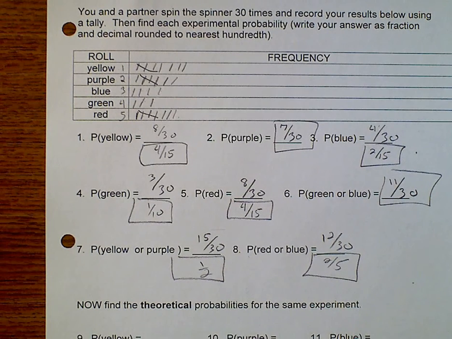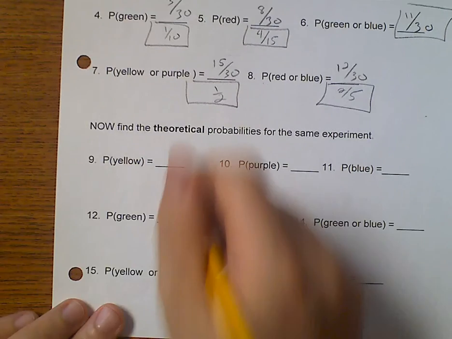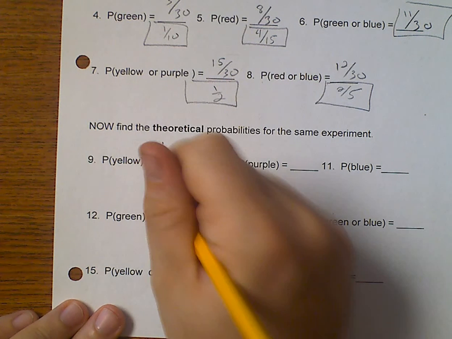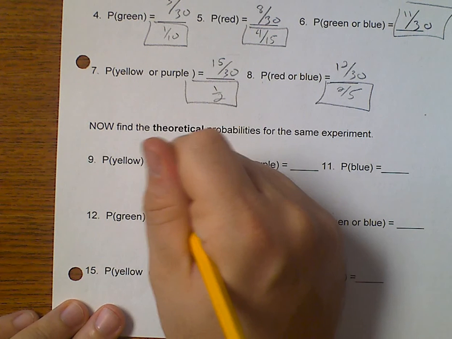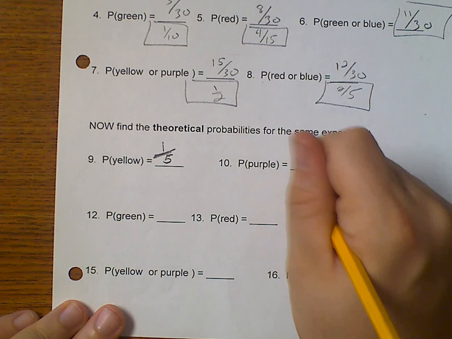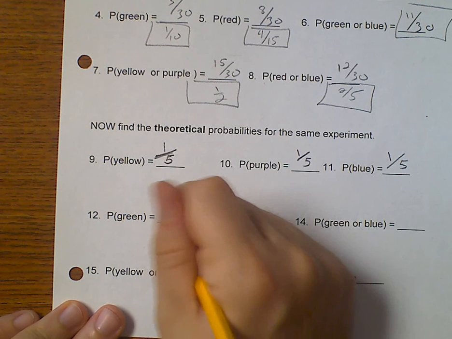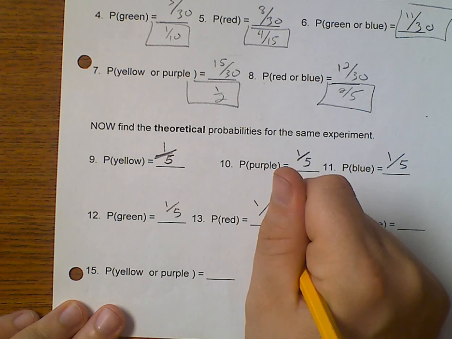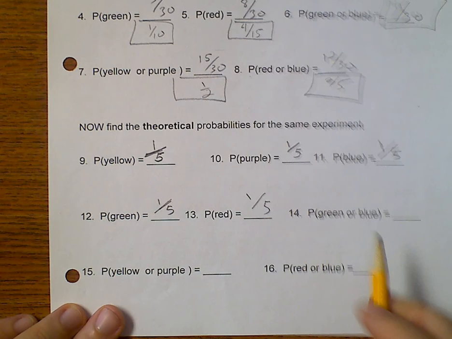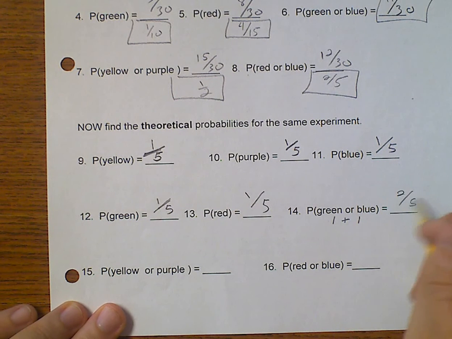And now I want to find the theoretical probabilities. Theoretical would be there are 5 options. One of those options is yellow, out of 5 total. There is 1 purple out of 5, 1 blue out of 5, 1 green out of 5, and 1 red out of 5. Well, green or blue, 1 plus 1, that would be 2 out of 5. So 2 out of 5. And 2 out of 5.